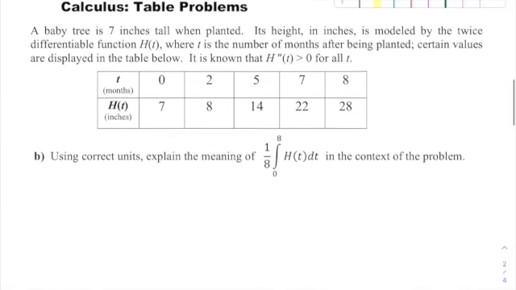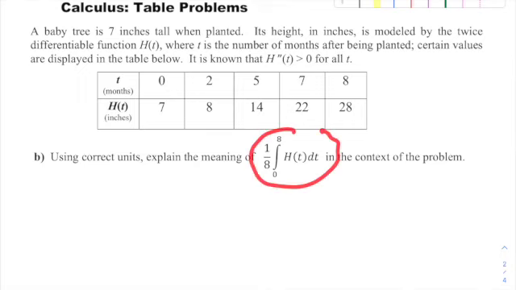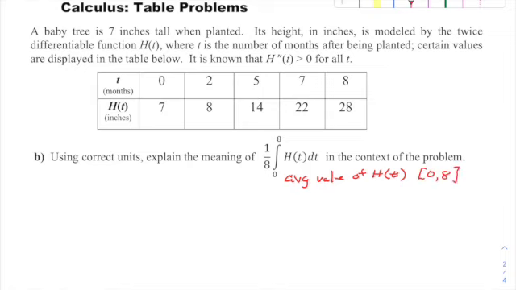Part B, using correct units, explain the meaning of this in the context of the problem. You've got this definite integral from 0 to 8, but notice you also have this 1/8. Hopefully you can recognize that as the average value theorem. That's the setup for finding the average value of h of t over the interval 0 to 8, looking at the limits of integration there. When you recognize it as average value, it makes it much easier, I think, to translate into what this thing represents.